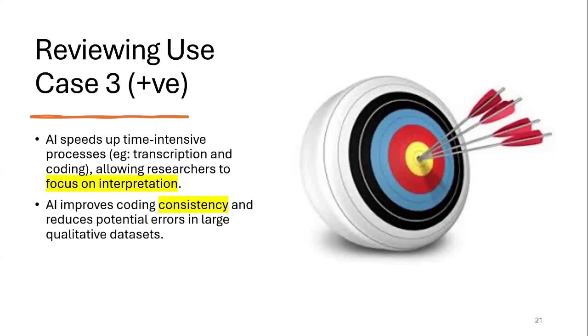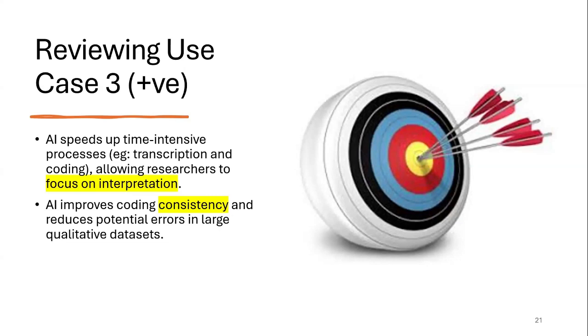In use case 3, of course, time-intensive processes can be made more efficient. If we get the results early, then we can focus more on interpretation rather than using a lot of time on transcription and coding. AI applications can do that because it is a mechanical activity. Transcription is a mechanical thing, so we don't need much intellectual effort for that. But AI also improves coding consistency. So that is also a positive aspect.